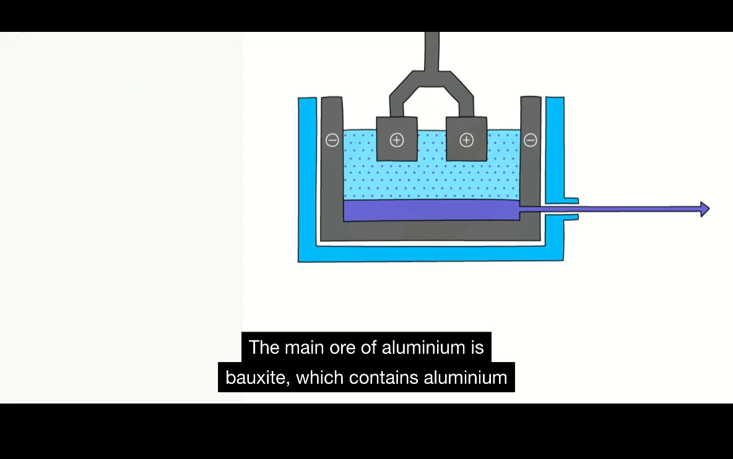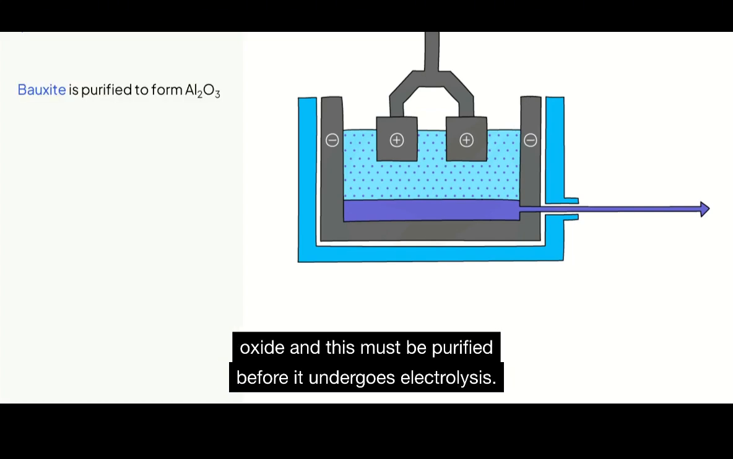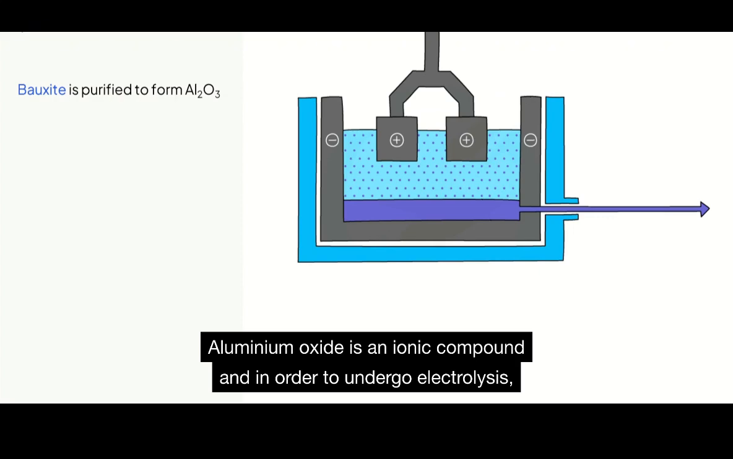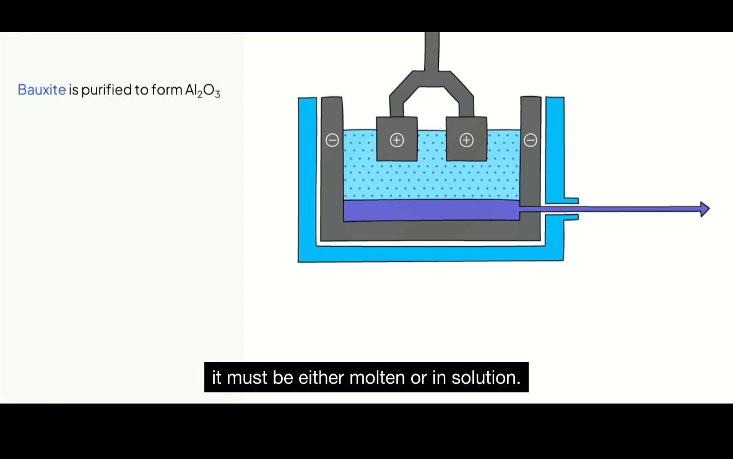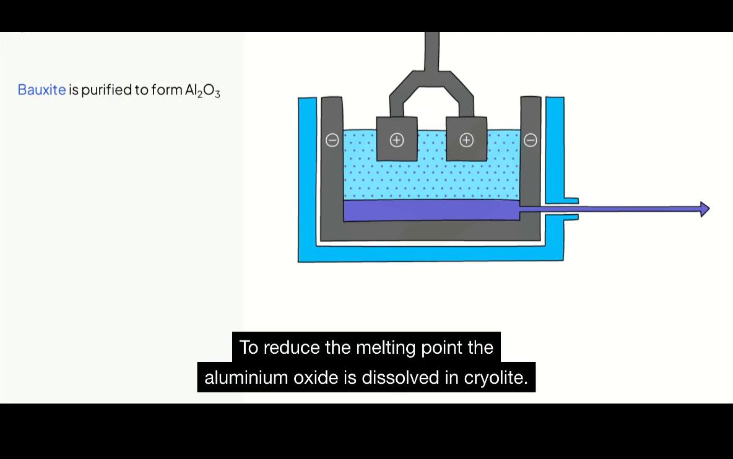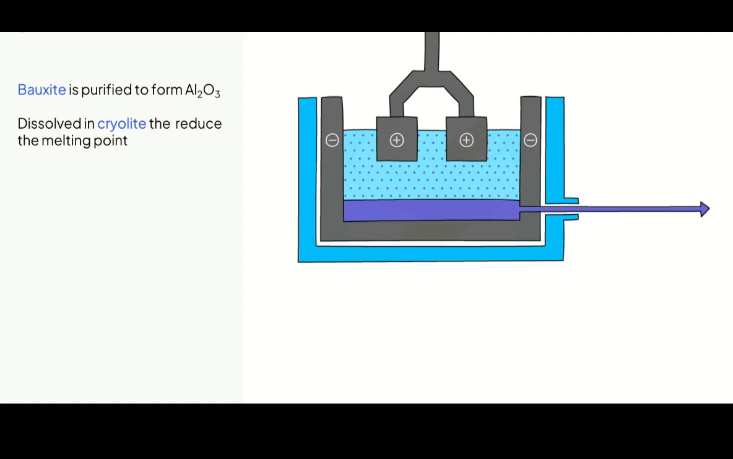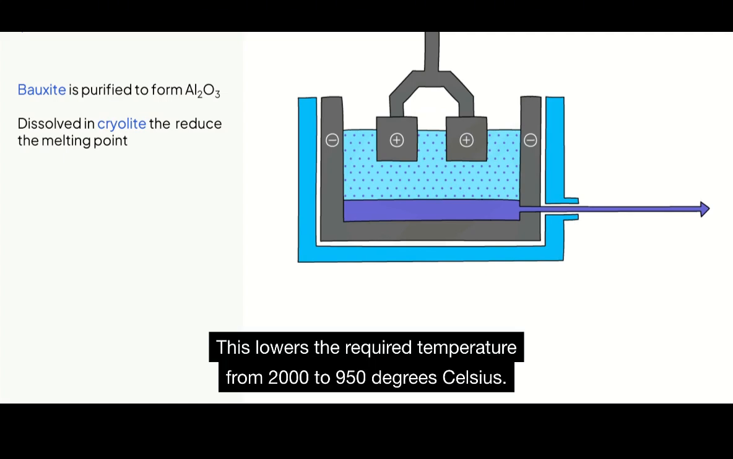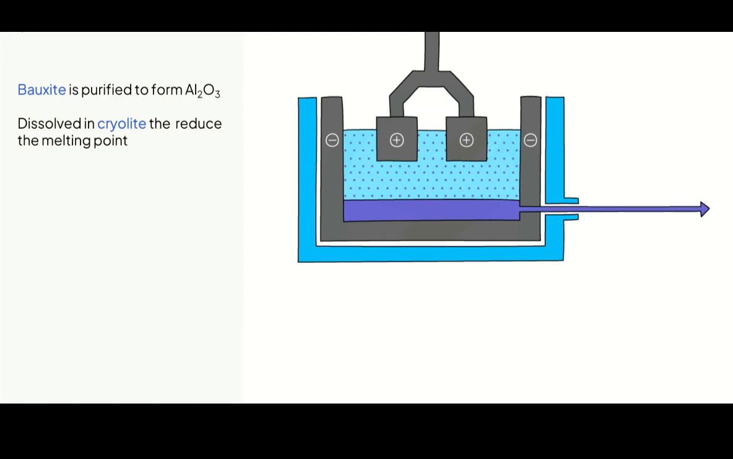The main ore of aluminium is bauxite, which contains aluminium oxide, and this must be purified before it undergoes electrolysis. Aluminium oxide is an ionic compound, and in order to undergo electrolysis, it must be either molten or in solution. To reduce the melting point, the aluminium oxide is dissolved in cryolite. This lowers the required temperature from 2000 to 950 degrees Celsius.